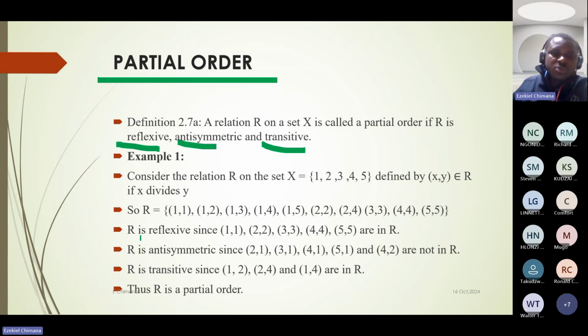So the first thing you check, is R reflexive? You check for reflexivity. So if you look at it, we've got (1,1), (2,2), (3,3), (4,4), and (5,5). Then which means it's reflexive because we've got this (1,1), (2,2), (3,3), (4,4), and (5,5).